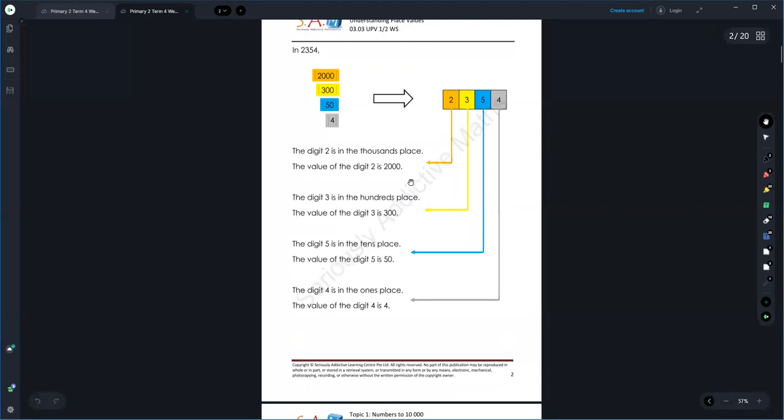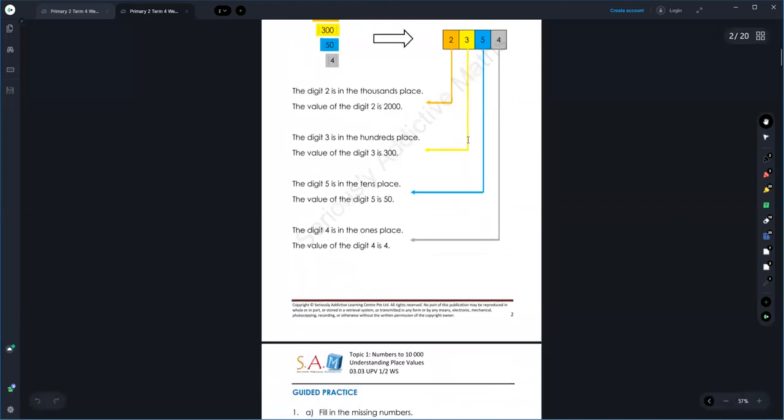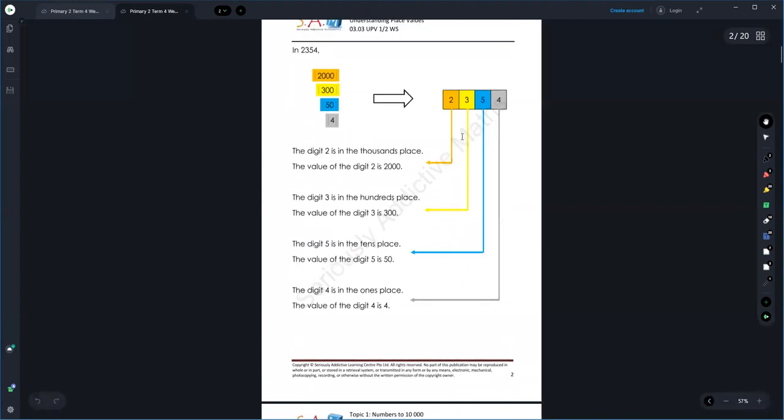And then also ask them about the value. So the value of digit 4 is 4. Value of digit 5, 50. Value of digit 2, 2,000. Value of digit 3, 300. They should be familiar, right? To check with them, right? Don't just teach, ask them.